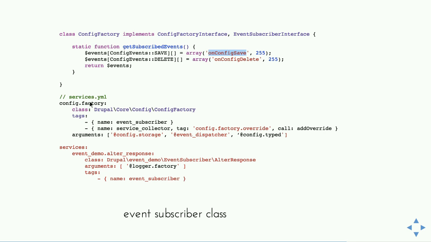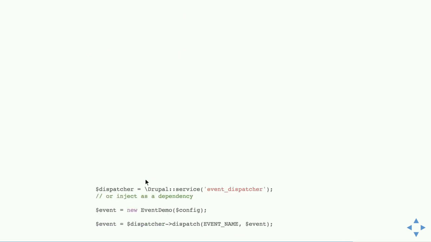This is what services.yml would look like in core. If you had a simpler implementation, you would simply define this service with a class, and then arguments, whatever arguments you want the dependency injection container to inject in your class. And then you would define it with a tag, event subscriber.